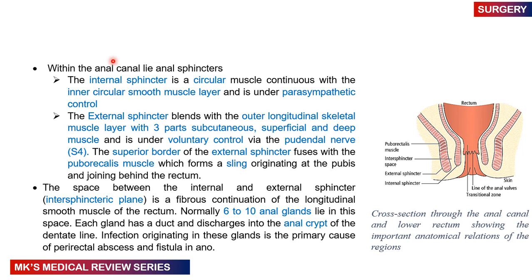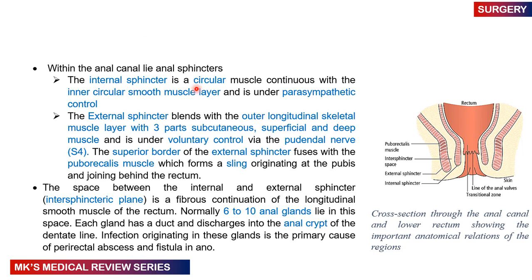So within the anal canal, you have the anal sphincters, which are part of the muscles. You have two types of sphincters: the internal sphincter and the external sphincter. The internal sphincter is under the control of the autonomic nervous system, so you have no control over it. The external sphincter is under voluntary control, so you can control it via the pudendal nerve, which is S4.